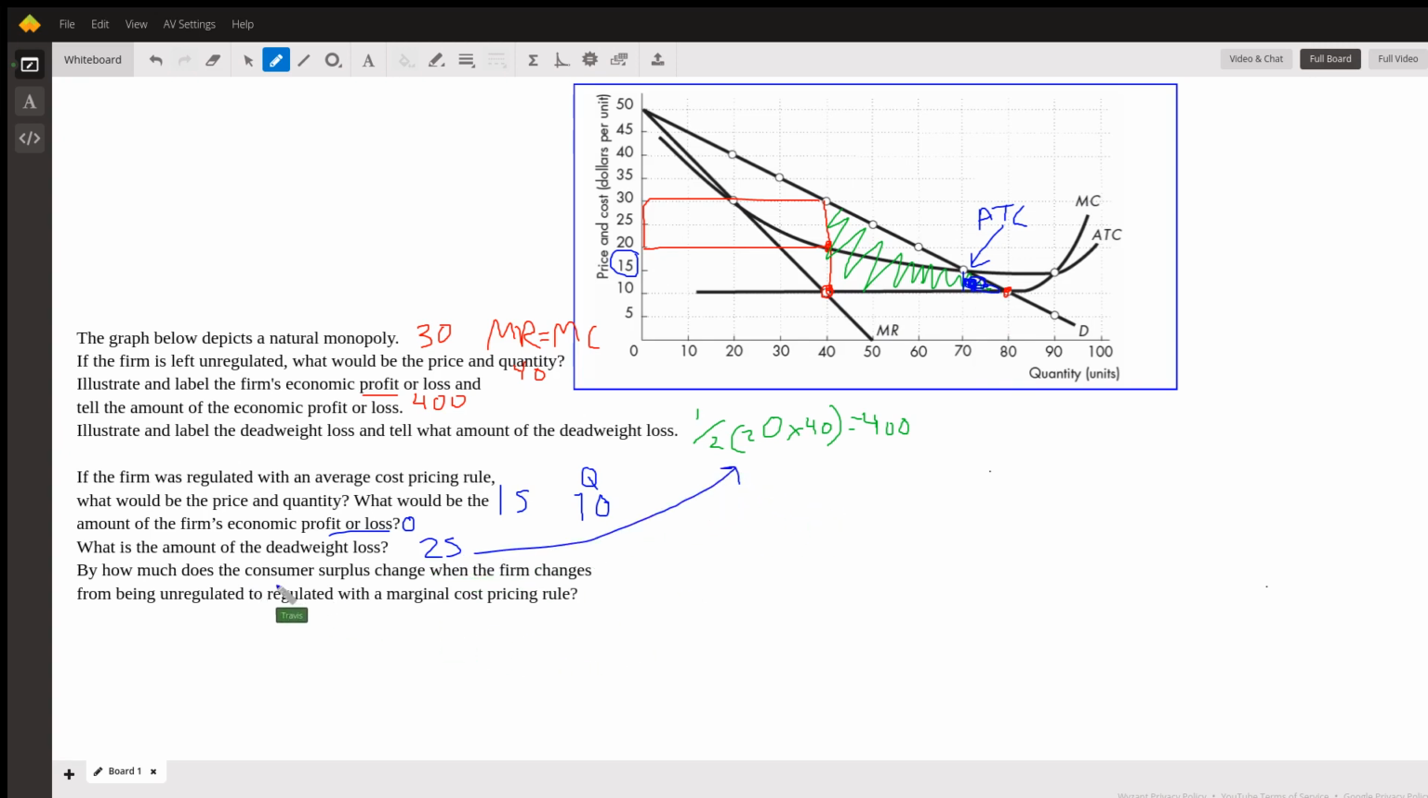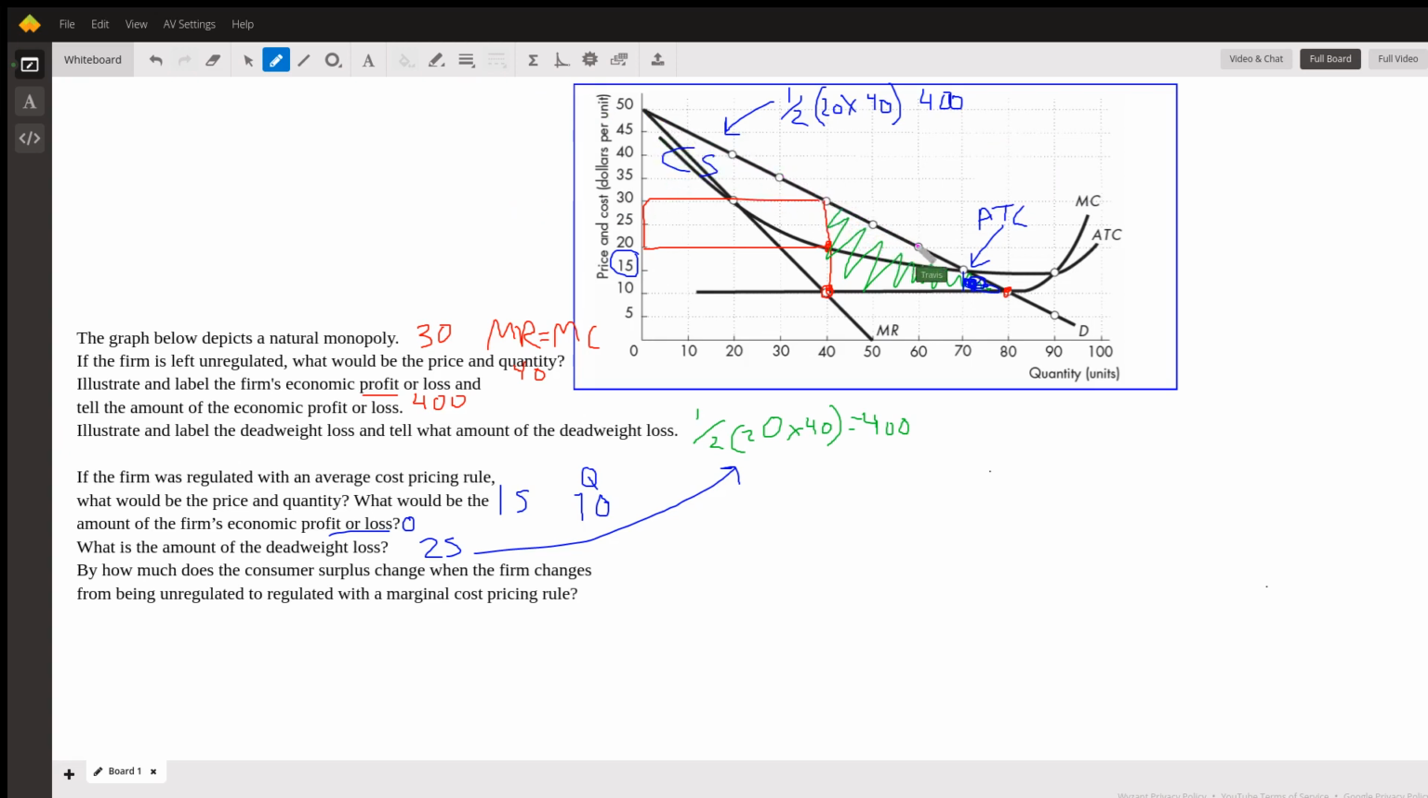And then by how much does consumer surplus change when the firm changes from being unregulated to regulated? Okay, so consumer surplus when it's unregulated is up here. So that's going to be 1/2 the difference between demand and price, so that would be 20 times how many units we're going to buy. We're going to buy 40. So the area of that triangle coincidentally is the same as the area of that triangle. So that's 400.